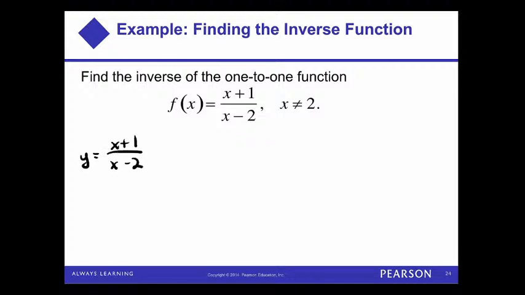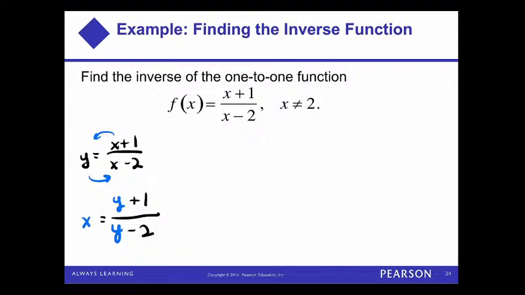Then the next step is we switch the x and the y. So all our x's and y's switch places. And so it's going to appear in the following way. Over here we're going to have x, and here we'll have our y, right? So we're going to have y plus 1 over y minus 2, and this is equal to x. So we essentially just switch the places of the x and the y.